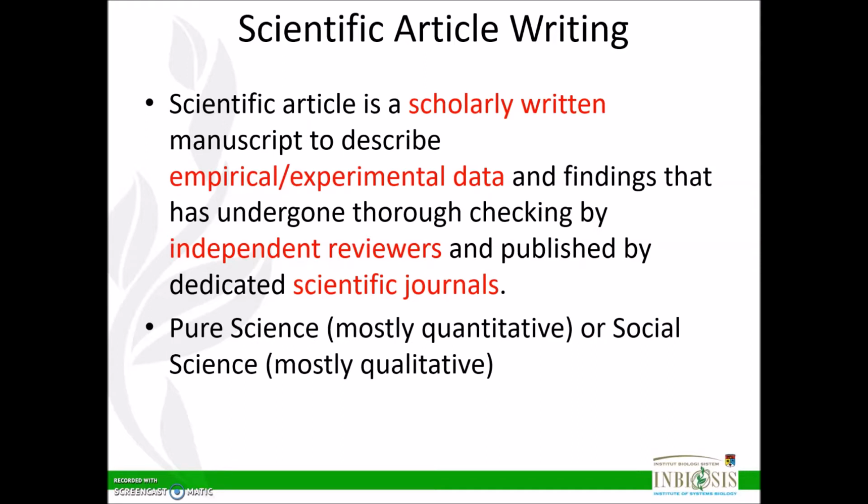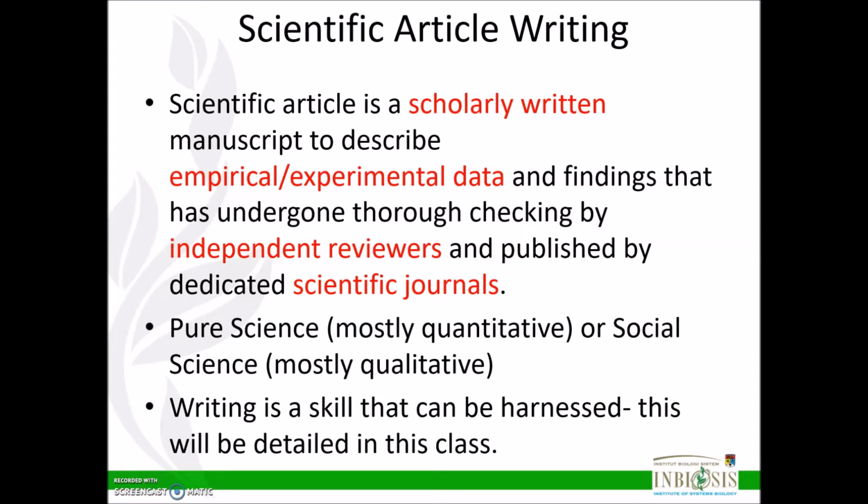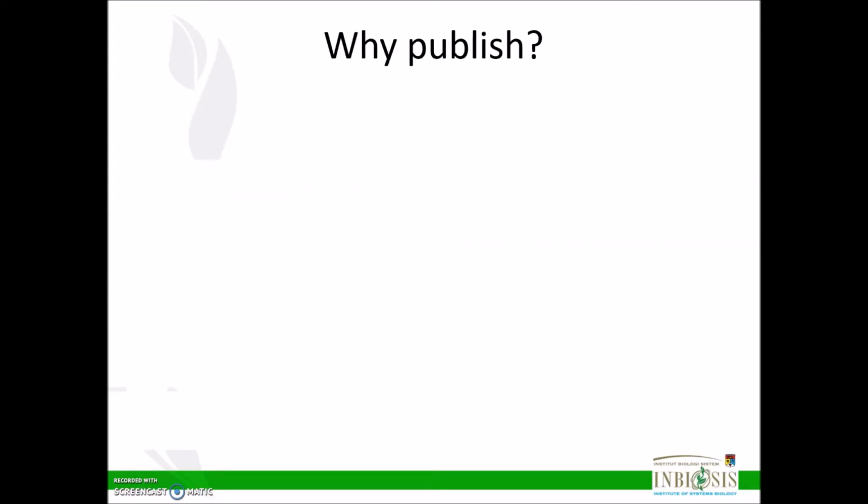And basically we have two main fields. The first one is pure science, and most of our research articles are more quantitative data. The second field is social science, which basically has more qualitative data. They are dealing a lot more with people's opinions, and they are doing a lot of surveys, but we are mostly into quantitative research. And I would like to highlight that writing is a skill that can be harnessed and polished. It's not just something by nature, you can polish it up, you can improve your writing skills. And this is what I'm going to talk about throughout this class.